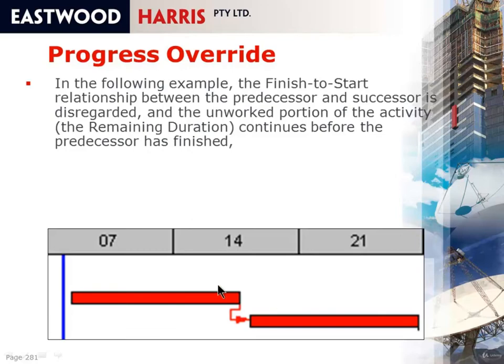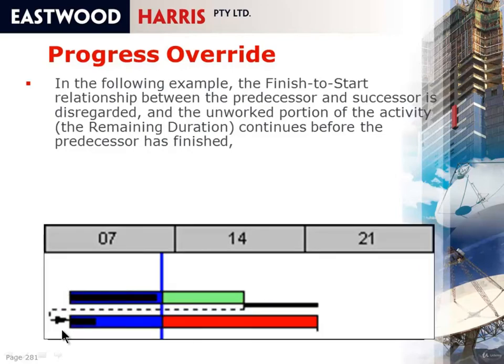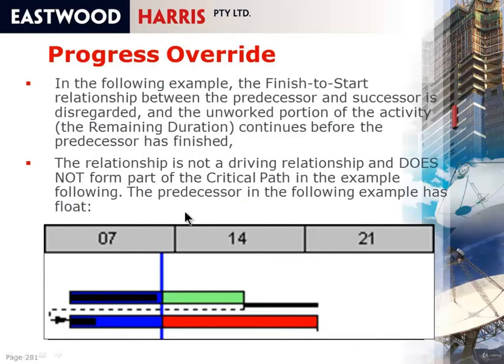Moving on, progress override. This is again a similar situation where you have a predecessor and a successor. They're both starting at the same time, and the remaining duration now is ignoring the predecessor activity. This is a non-driving relationship. This activity is continuous, it isn't split, and therefore gives you a less conservative schedule. Therefore, the relationship here is not driving, does not form part of the critical path, and the predecessor activity now has float.